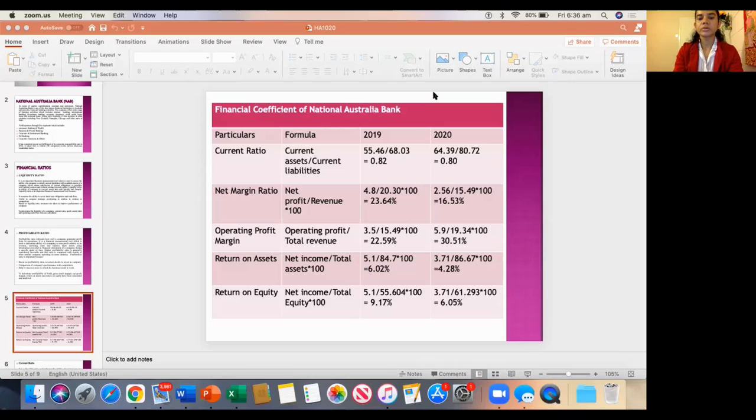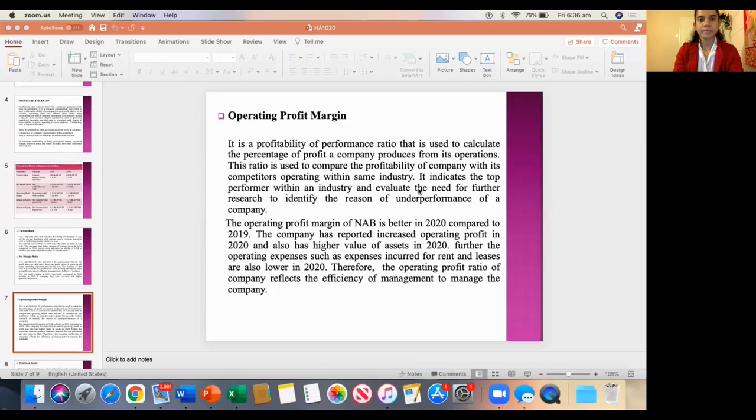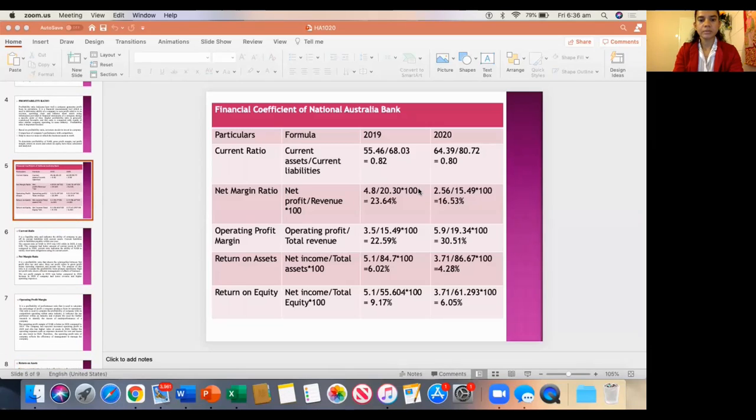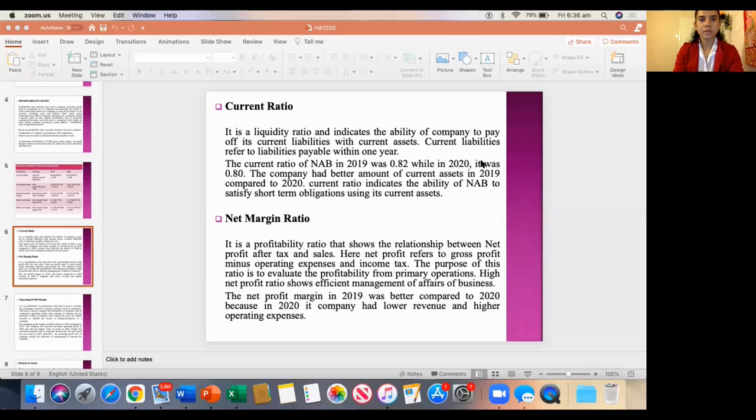Now coming to the ratios one by one. First of all, we take the current ratio in NAB. In the year 2019 it was 0.82, while in the year 2020 it was 0.80. So basically the current ratio explains whether the short-term obligations can be paid or not by using the current assets.